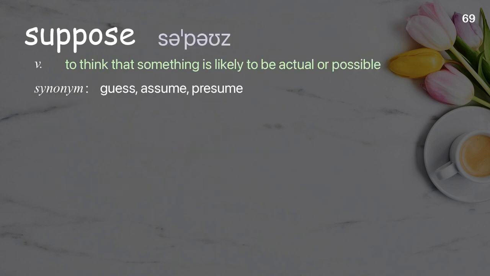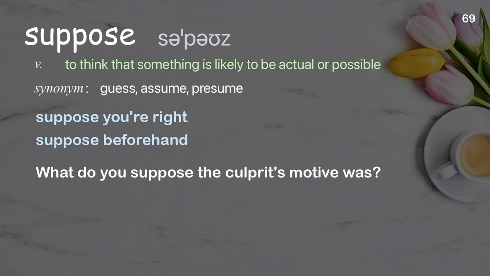Suppose. To think that something is likely to be actual or possible. Examples: suppose you're right. Suppose beforehand. What do you suppose the culprit's motive was?